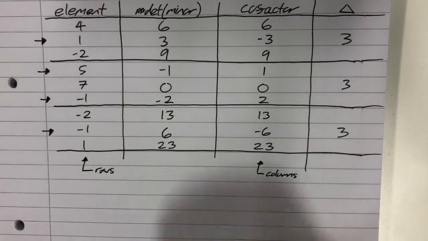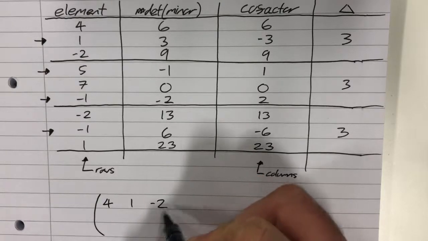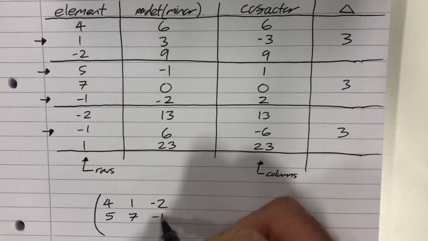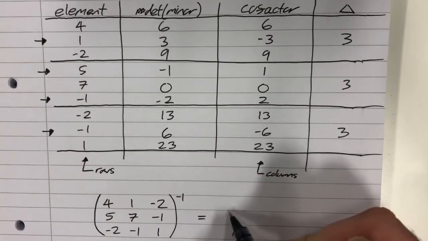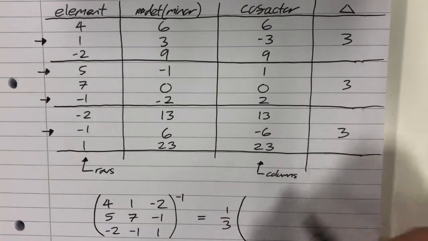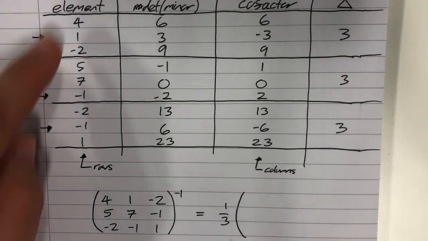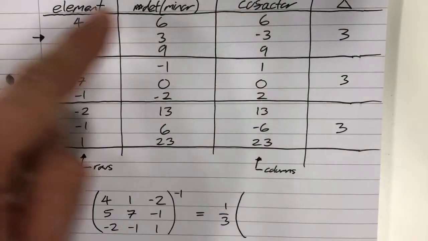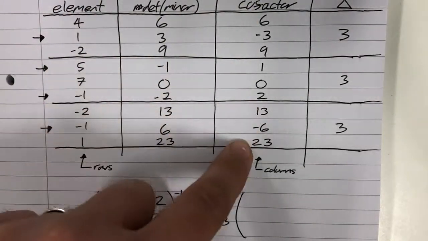So with this in mind, I can now state that the inverse of 4, 1, minus 2, 5, 7, minus 1, minus 2, minus 1, 1 is equal to a third. So we divide by the determinant, just as we do with the 2 by 2 matrix. And then what were the rows are now the columns. So I went across the top row, middle row, bottom row. So it's going to be left column, middle column, right column.